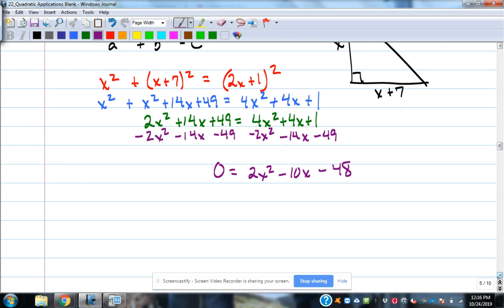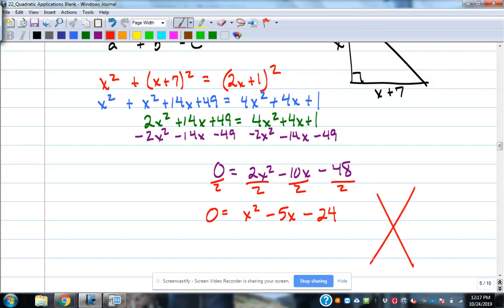What do we know about all of those numbers? They're all divisible by 2. So I'm going to divide everybody by 2, just to make my numbers smaller, which makes it an easier problem. It also helps me if I'm going to do factoring because I get the shortcut now. Multiply to negative 24, add to negative 5. 3 and negative 8. So my factors are x plus 3 and x minus 8.